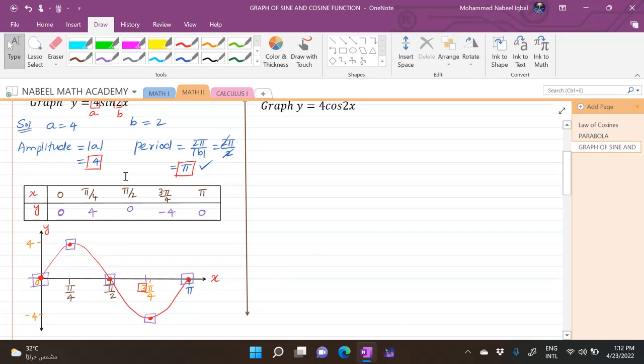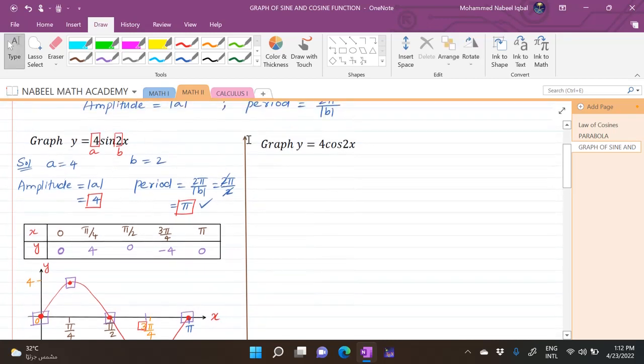Now let us do the same thing with the cosine. What is the difference for cosine? Up to this point it is the same. I write it here: the amplitude and period, everything will be the same. Only the function, the graph will be different. So you will have the amplitude.